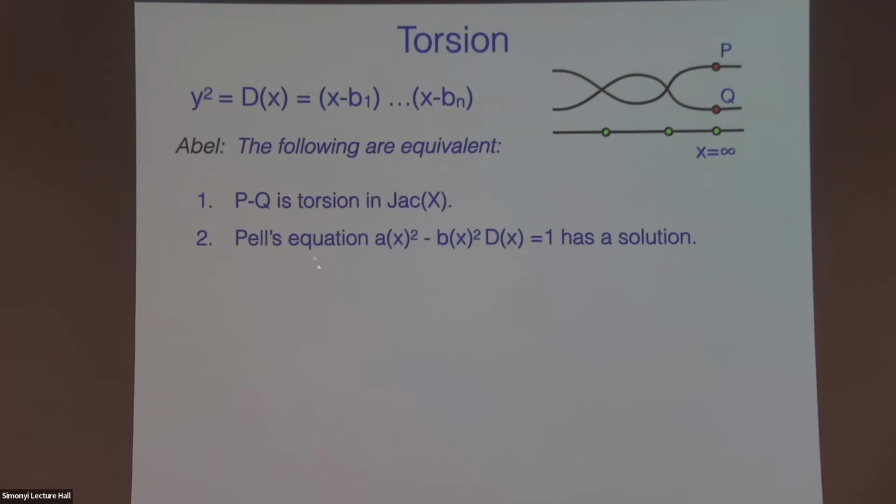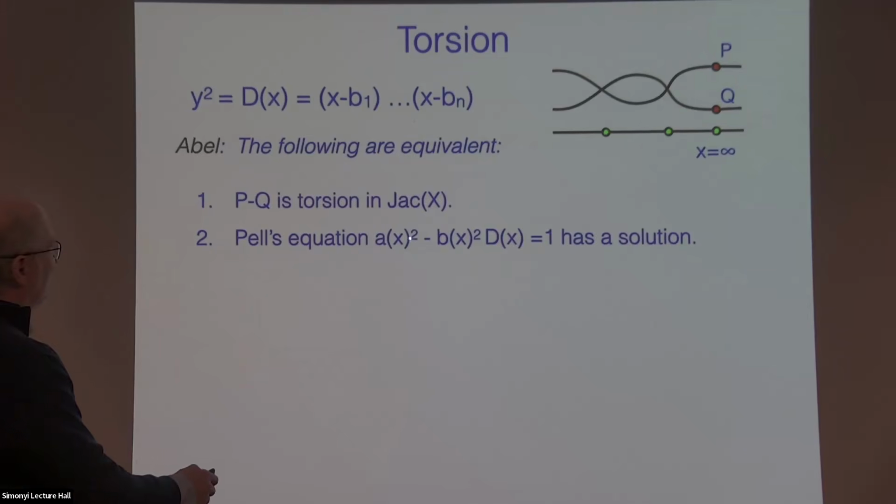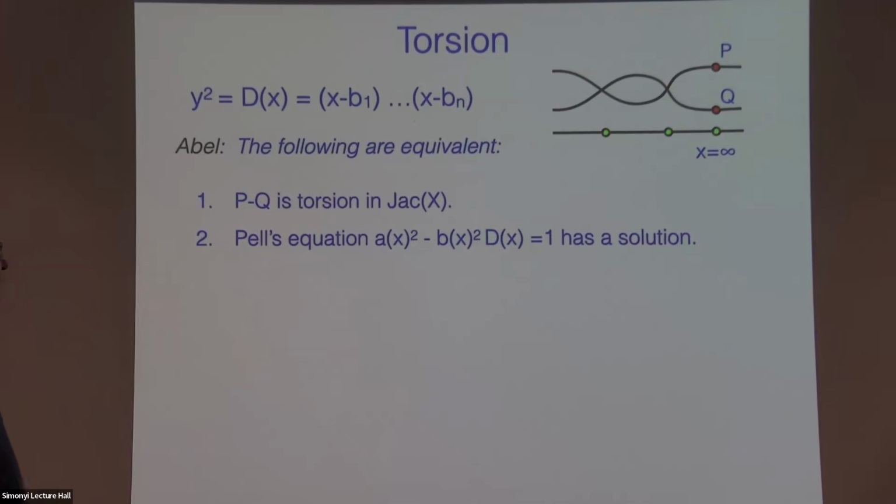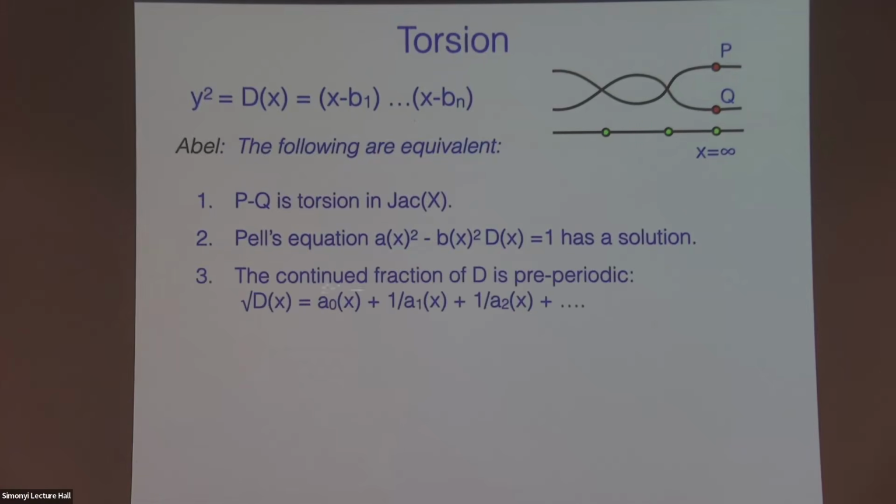The second is Pell's equation, a squared minus b squared times d equals 1, has a solution. Notice how similar this is to the traditional Pell's equation you know from basic number theory, where a and b and d would be integers. This would be describing units in the ring of integers in Q adjoin square root of d. And indeed, in that case, one can analyze the existence of units by looking at the square root of d and its continued fraction expansion.